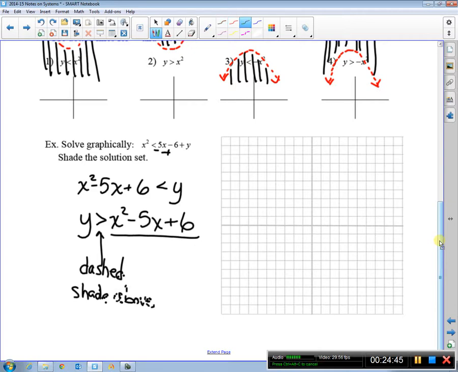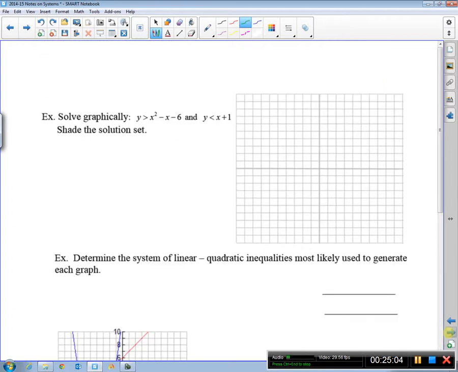But we can still go check the point 0, 0 to make sure that shading works. I'll leave that graph and problem for you, and we'll take a look at it in class. There's one more thing I want to make sure we get to, and that is a quadratic and a linear, and shading that solution set.